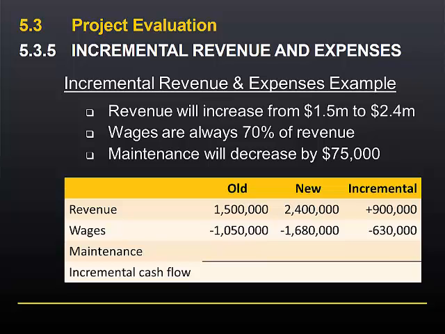And therefore, because wages have gone up, we are worse off by $630,000, which is the difference between these two amounts. As mentioned previously, if we are saving money in terms of maintenance, then there's a positive incremental cash flow of $75,000. We are better off by that amount because of the reduction in maintenance costs, and those incremental cash flows add up to $345,000.